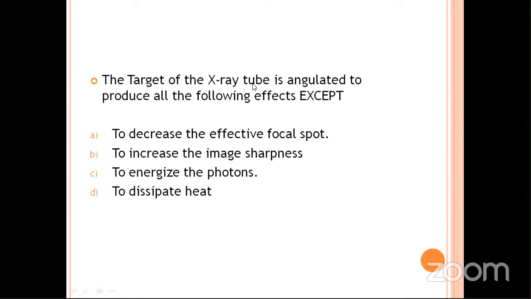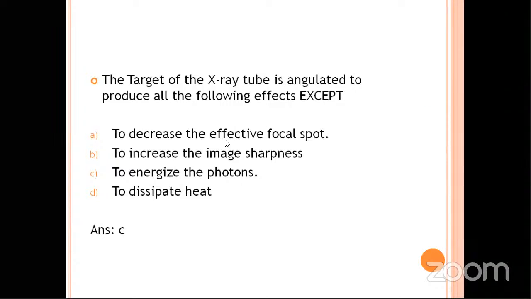So the target of the X-ray tube is angulated to produce all the following effects except. So the target is the anode. Why is it angulated? The options are: to decrease the focal spot, to increase the image sharpness, to energize the photons, to dissipate the heat. Here the question is except. So to energize the photons. Obviously it is angulated to decrease the focal spot and to increase the image sharpness.